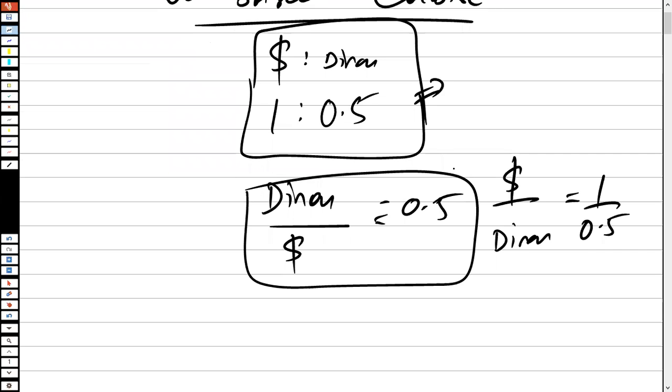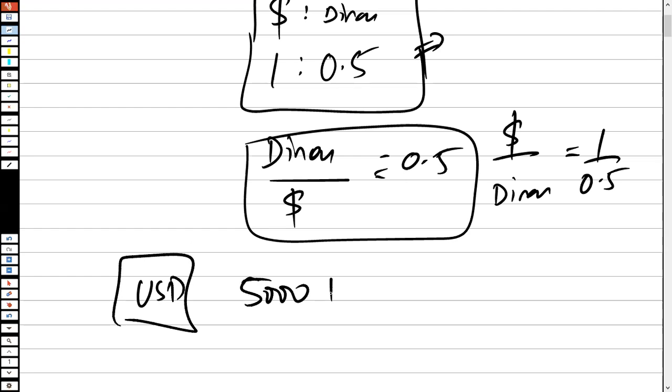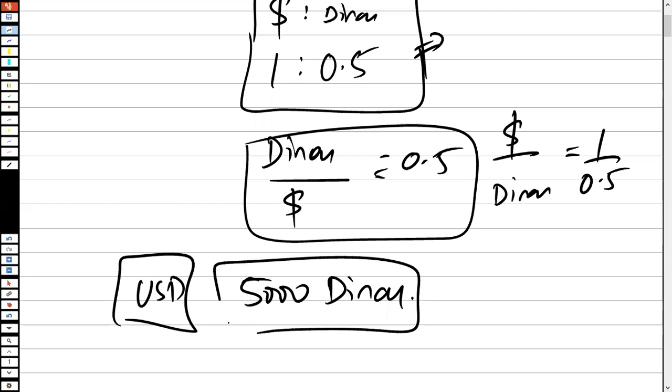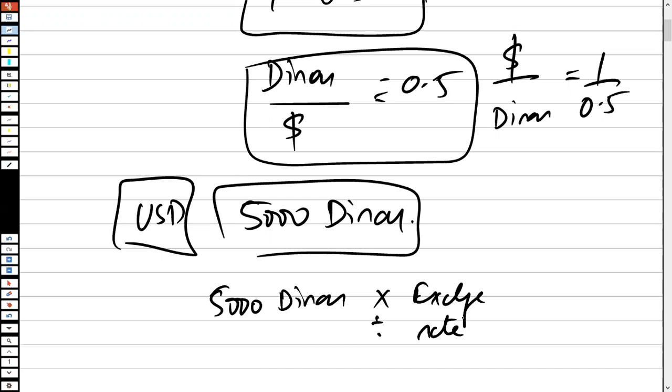Now see, what is actually going to happen is that if you are a company and you want to convert a transaction into USD, and the transaction is 5,000 dinar, how would you convert this transaction into USD? You have to make sure that this 5,000 dinar is either multiplied or divided by the exchange rate. And when you multiply or divide it by the exchange rate, you should make sure that the common currency is cancelled out. I repeat, you should make sure that the common currency is cancelled out.